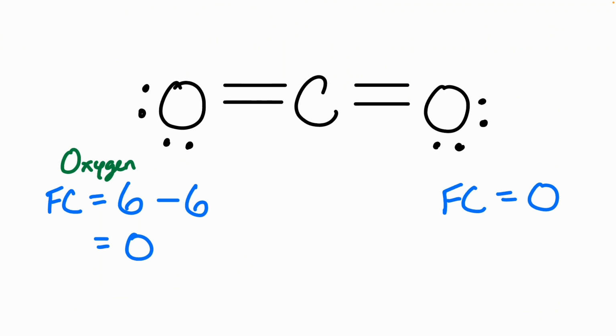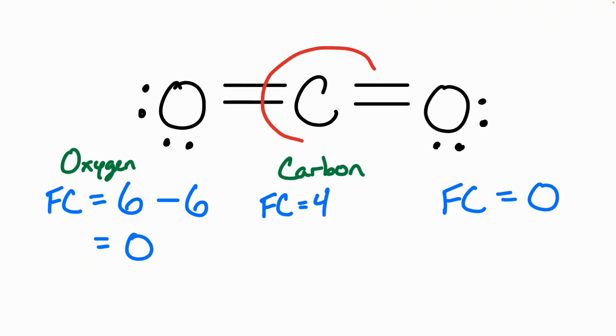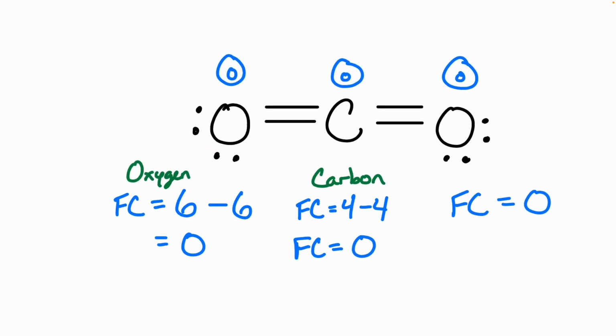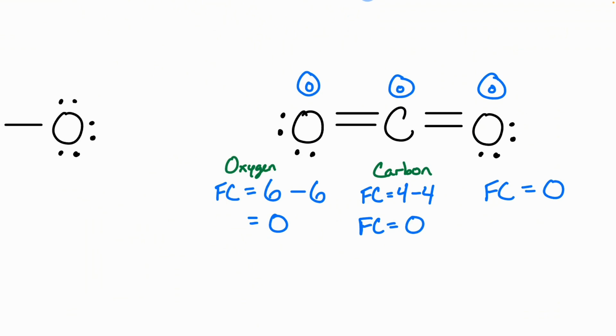I can do the same thing for my carbon atom. Calculate the formal charge of carbon. Carbon has 4 valence electrons. If I draw my circle here, I have 1, 2, 3, 4 electrons in that circle. All right, so again, we have a formal charge of 0. So every atom in this molecule has a formal charge of 0. So this is going to be the correct structure for carbon dioxide. This is the most stable structure here with all of my atoms having a formal charge of 0.